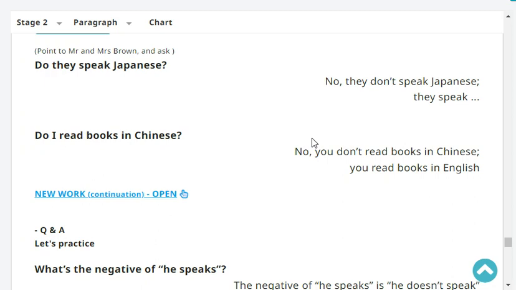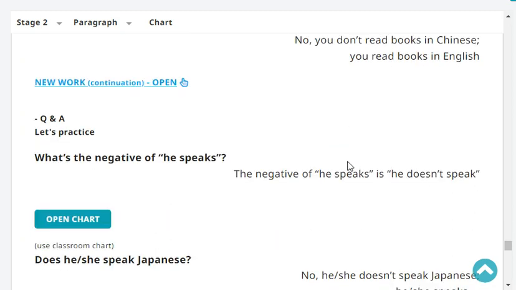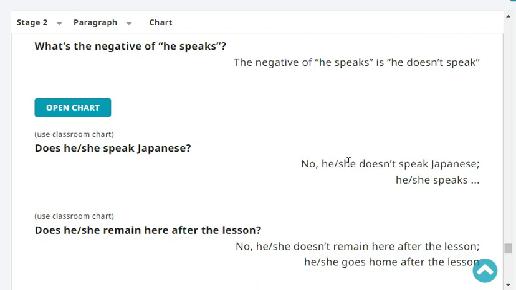Do I read books in Chinese? No, you don't read books in Chinese. You read books in English. Wait, what's the negative of he speaks? The negative of he speaks is he doesn't speak. Right? Does he speak Japanese? No, he doesn't speak Japanese. He speaks English.